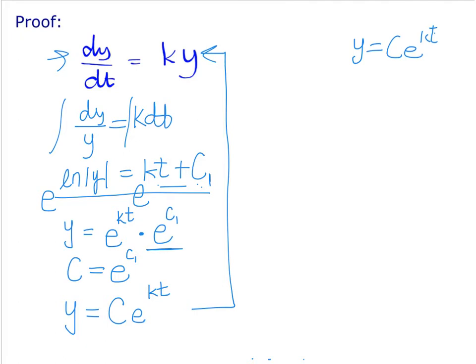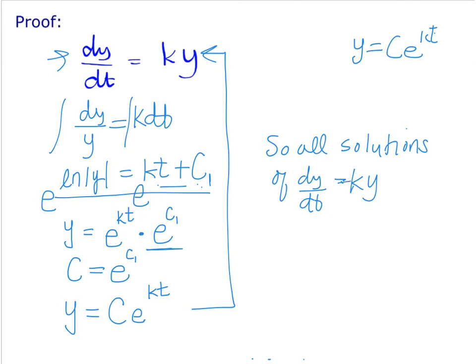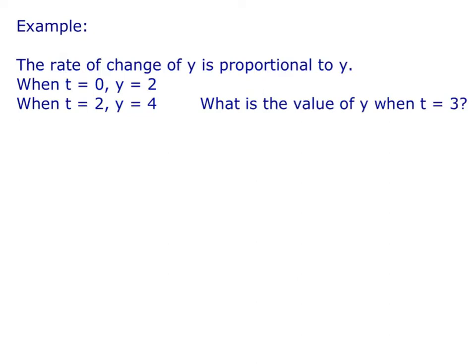So all solutions of dy dt equals ky are of the form y equals ce to the kt.